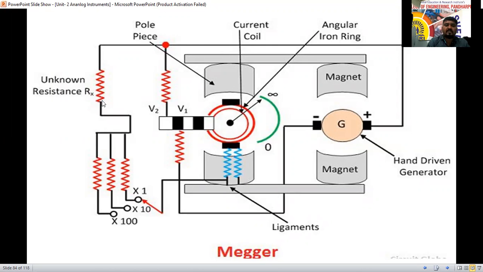If we have provided some less resistance here, then what will happen? By operating the hand driven generator, the supply will start to flow through this one. Here we have used some selector switches. Selector switches we have used here, with multipliers like 1:10, where the resistance value is multiplying, and it is connected to the springs also.